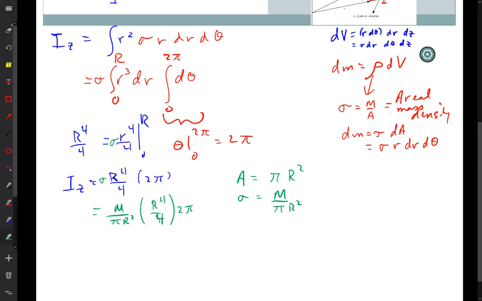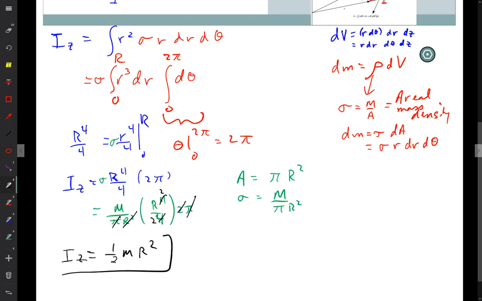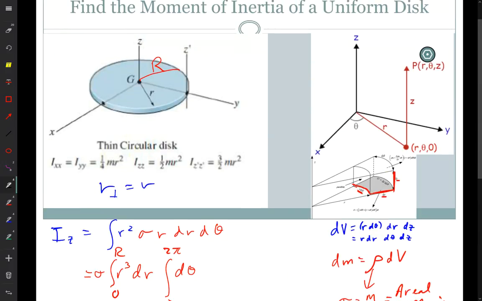I can cancel my pi's. And I can cancel 2 r's. And I can cancel a 2. And so I have 1/2 mass times radius squared, which you saw right there. Now that wasn't so hard, was it?